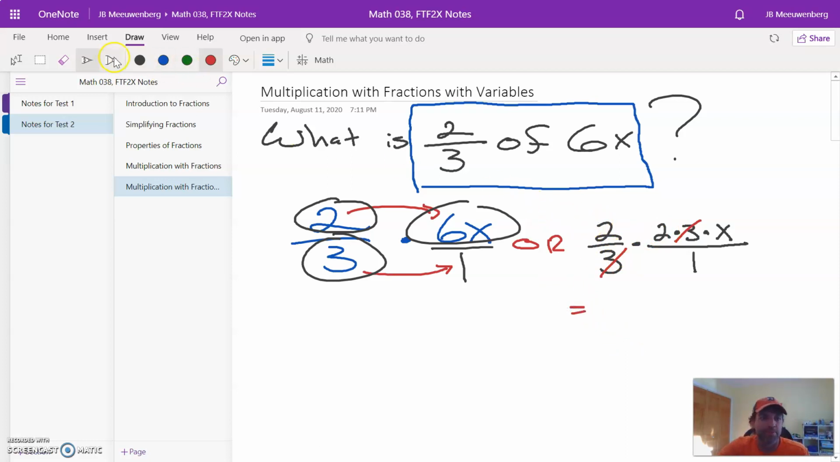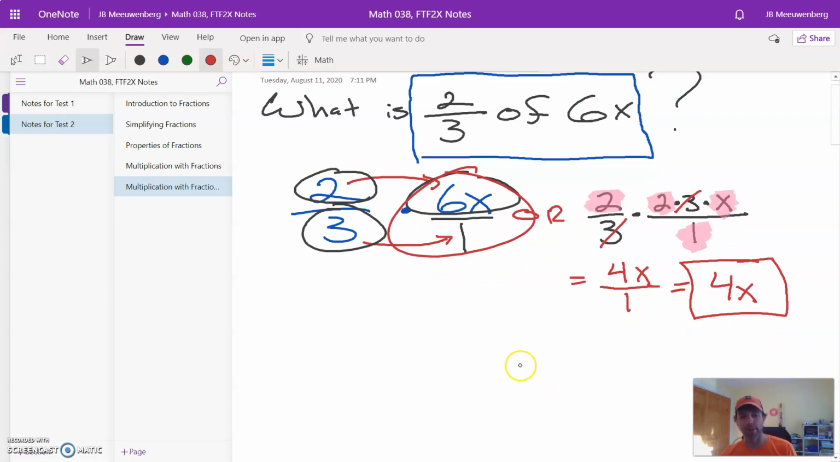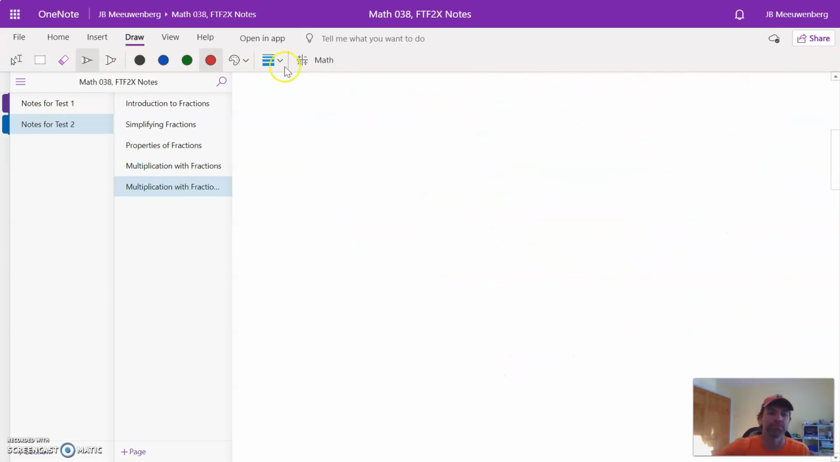Sometimes it's nice to even highlight what you have left. We've got a 2, and an x on top, and a 1 on the bottom. So 2 times 2 times x is 4x over 1. Simplify that, kind of like the opposite of what we did here. You're going to take the 1 away. Down here, you're going to divide by 1, which gives you what you had on top, 4x. Okay, let's look at some more.